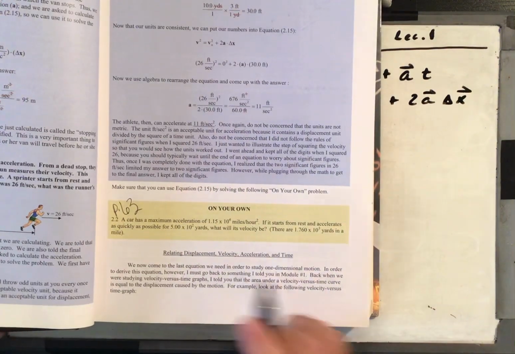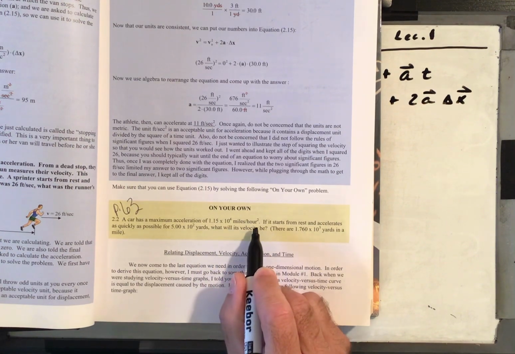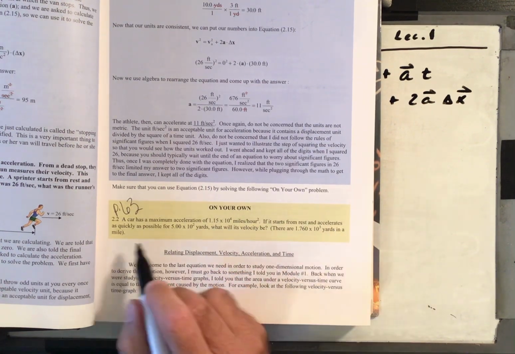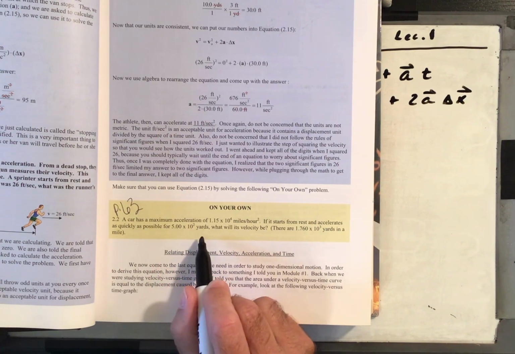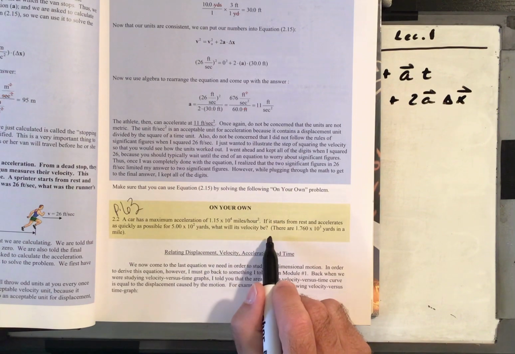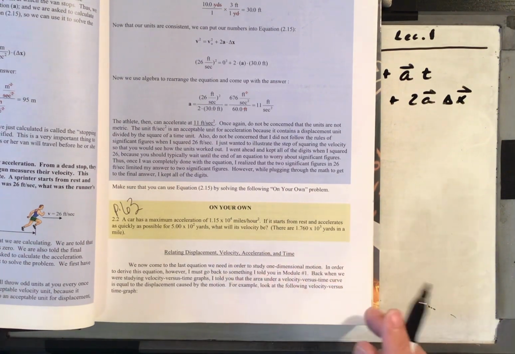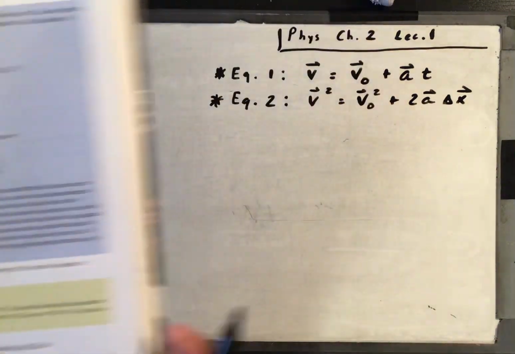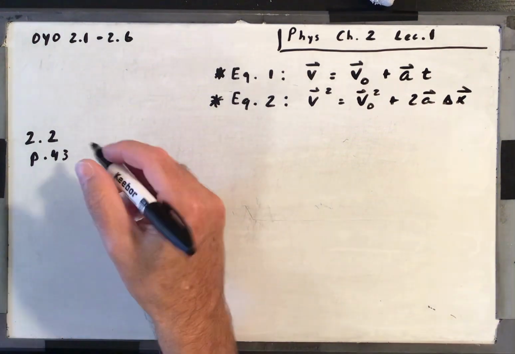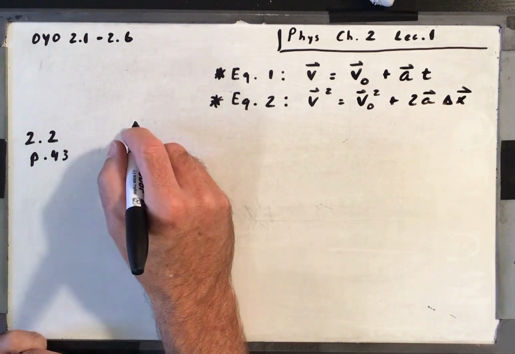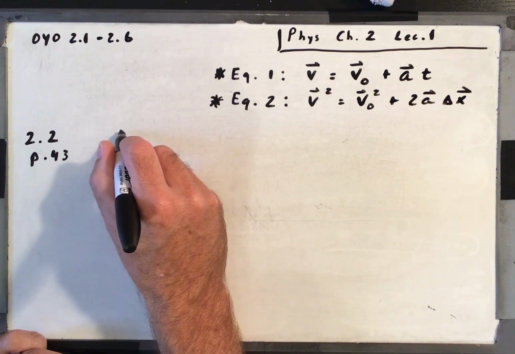It says a car has a maximum acceleration of 1.15 times 10 to the fourth miles per hour squared. If it starts from rest and accelerates as quickly as possible for 500 yards, 5 times 10 squared would be 500, what will its velocity be? And then it gives you there are 1,760 yards in a mile. So we're going to have to do a conversion here. So let's go ahead and convert yards to miles. We could convert miles per hour squared to miles per yard squared, but that's really not a very common unit.